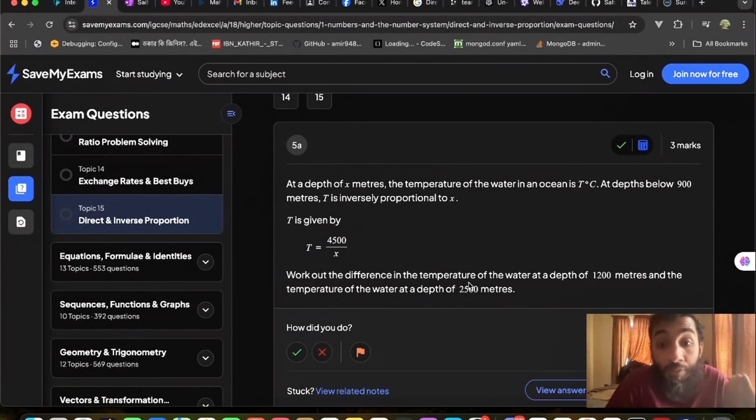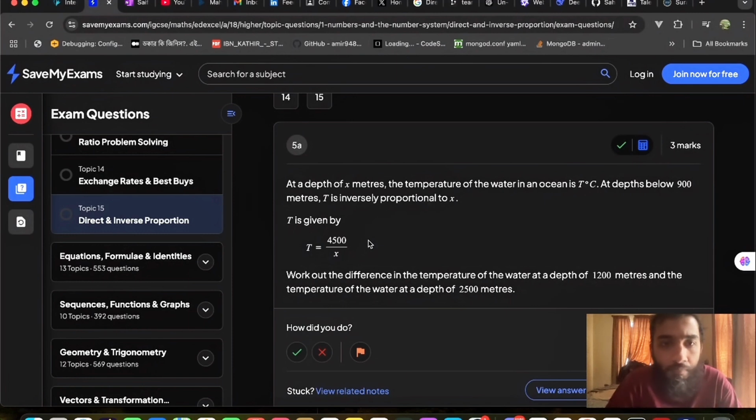You have to work out the difference of temperature of the water at a depth of 1200 meters and at a depth of 2500 meters. So you have to measure the difference between the temperatures at those two depths.